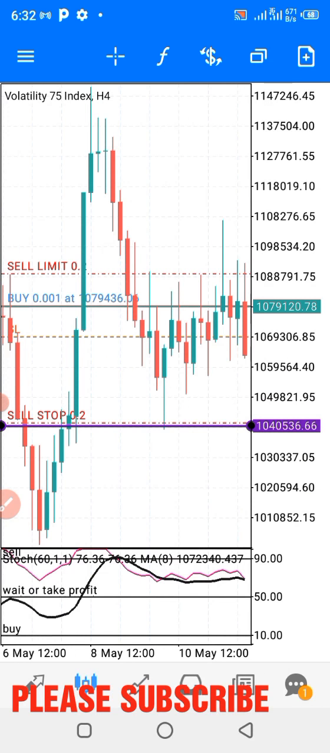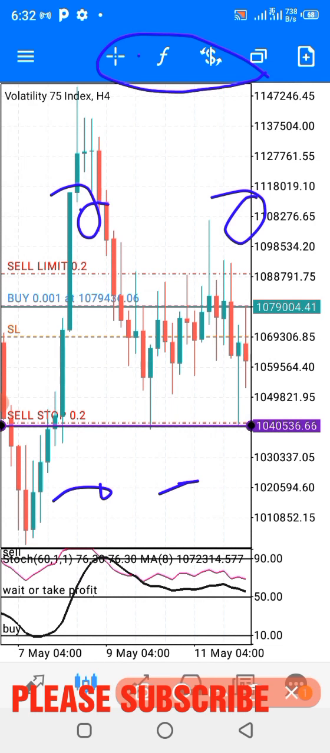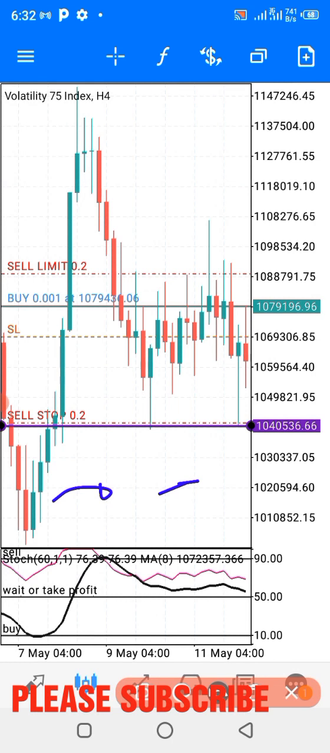Okay, I bought. You will see SL. Let me show you. This is SL. This thing is SL. So that is the level. Once price reacts, see the current level of price. The price is here. Let me show you. This is the price line. So once price hits this, it will close my trade. I will only lose $10.